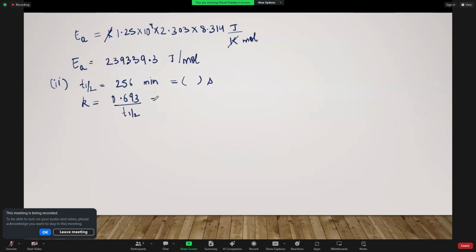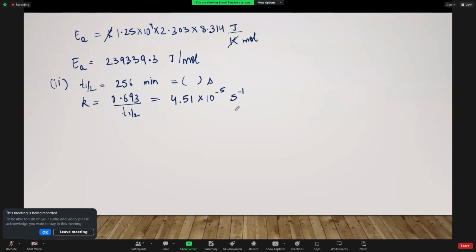So the final value of K, I'm writing down the value: 4.51 into 10 to the power minus 5 per second. This is the value of K in per second, as per our unit system, the SI system. Now you have got the value of K using the half-life at that particular temperature. At the temperature where the half-life was this much, the value of K is this.